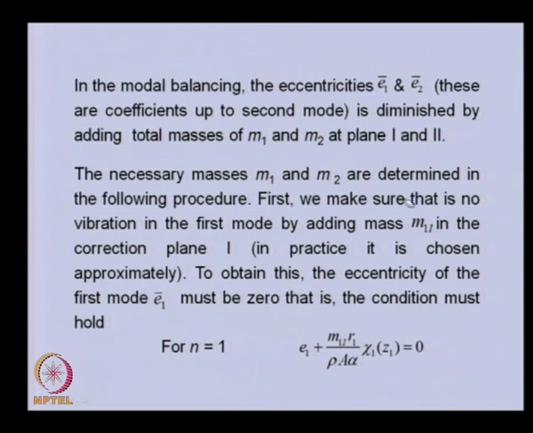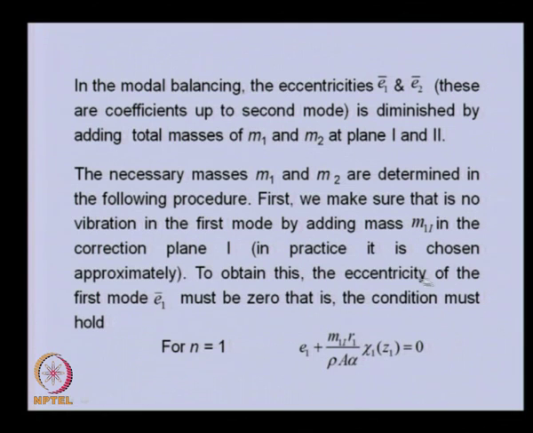First, we will make sure that there is no vibration in the first mode by adding the mass m11 in the correction plane 1. So, m11 is the first mass in plane 1, the second subscript representing plane 1. In practice, this is chosen approximately.